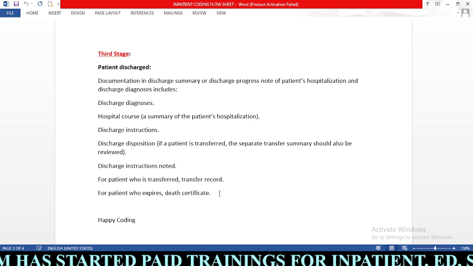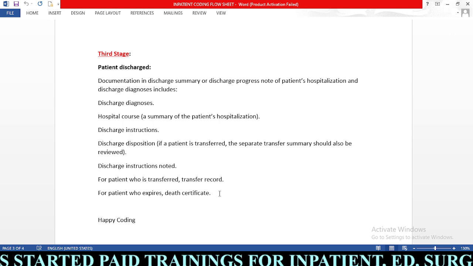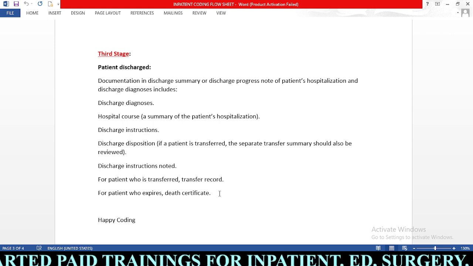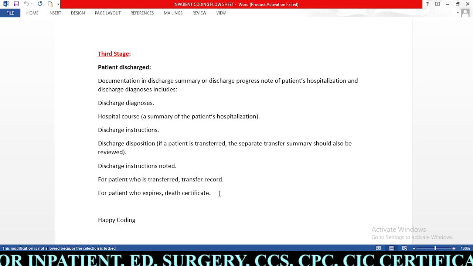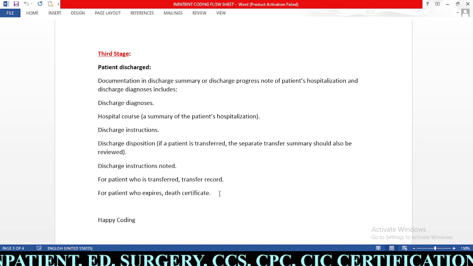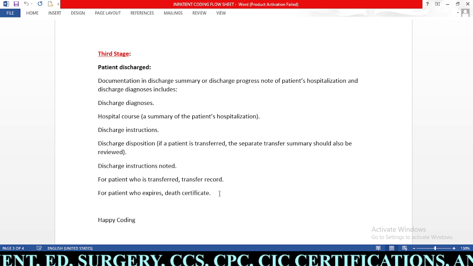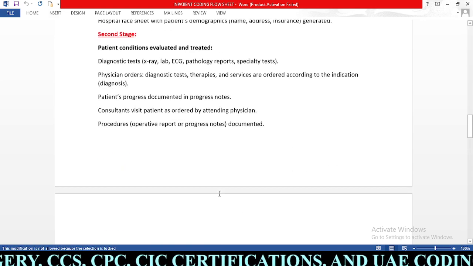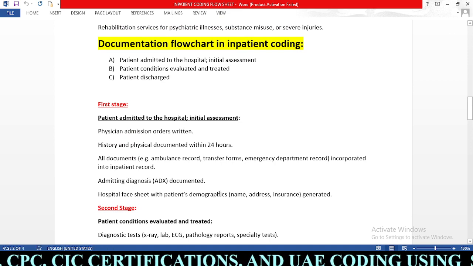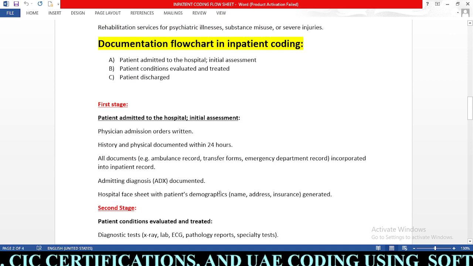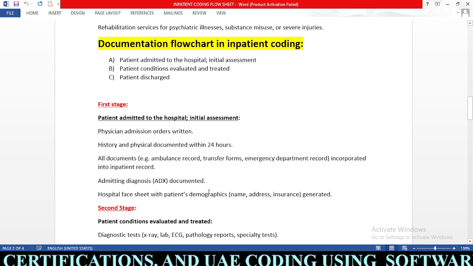If a patient is transferred, we need a separate transfer summary. If the patient is transferred, we need a transfer record. If the patient has expired, we need a death certificate. So as an inpatient coder, if you know all these stages properly, one after another, you are able to code the inpatient record very easily.